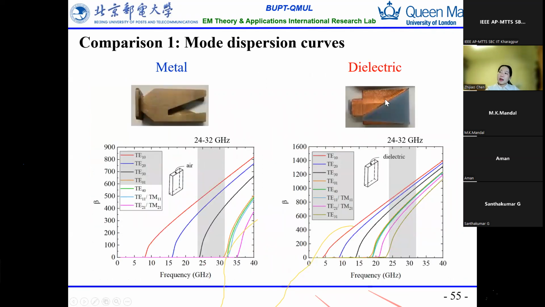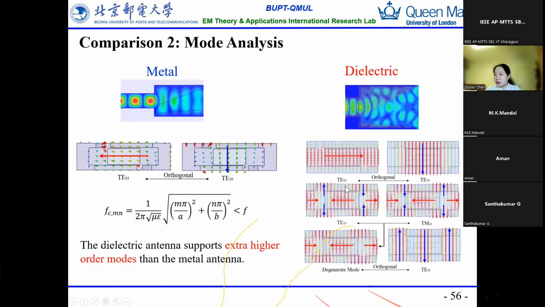And by using the dielectric, we found more modes are resonated in the operation band, and we can observe these modes here. From this calculation, we found that when the dielectric epsilon is higher, more modes are resonated, such as TE21 and TM21. For the metal one, it only has two modes, which are orthogonal with each other to generate the CP operation.